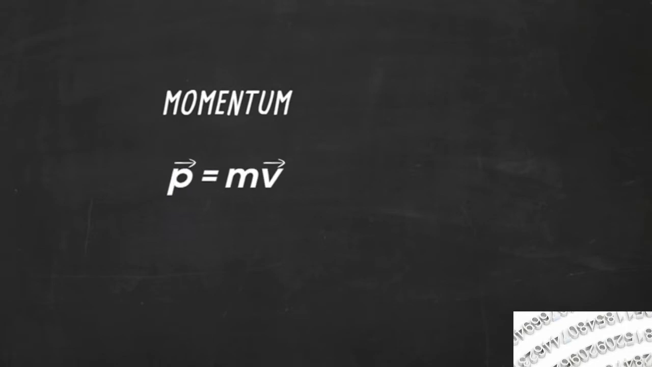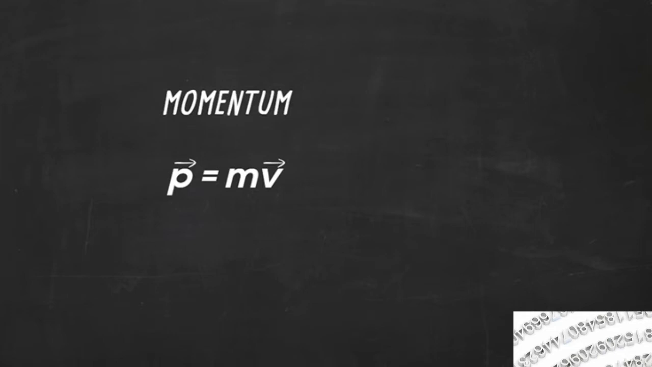Momentum is defined mathematically as the product of an object's mass and velocity, or speed in a given direction. It is, then, an inertial quality of a body. Momentum tells us how difficult it is to speed an object up and slow that same object down.